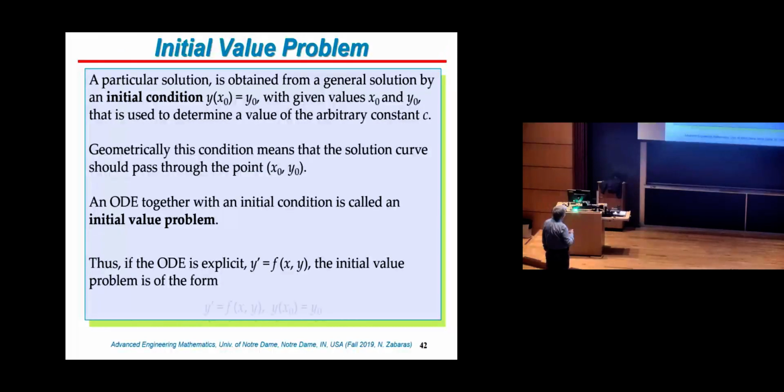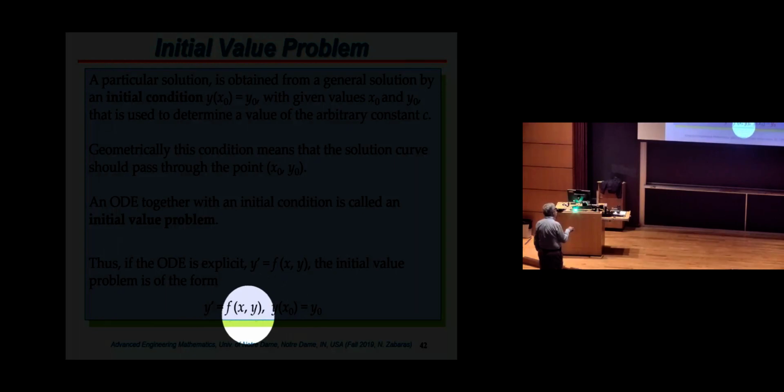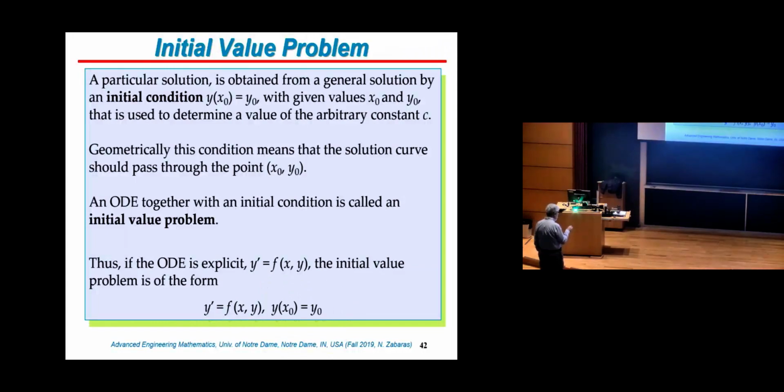So we talked about the initial value problem, all right? So initial value problem, again, as we have used t here explicitly, you have y prime equals some function of t and y, and then you prescribe the solution at the initial time. That's what we call an initial value problem.